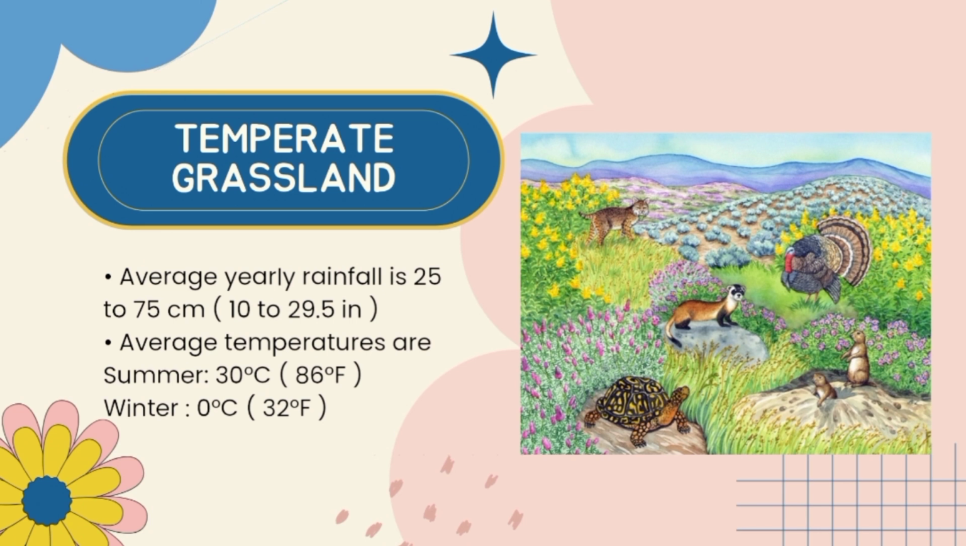The temperate grassland has very few trees and many different kinds of seed and grass-eating animals, which is why you won't really be seeing many big or tall animals there.